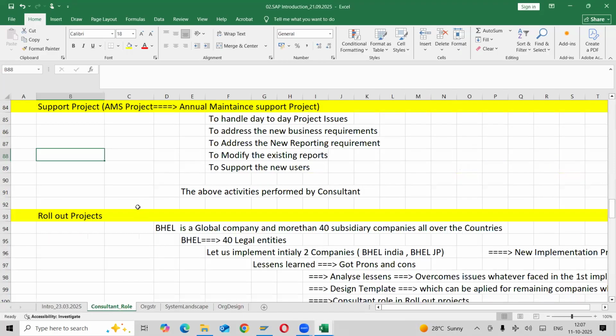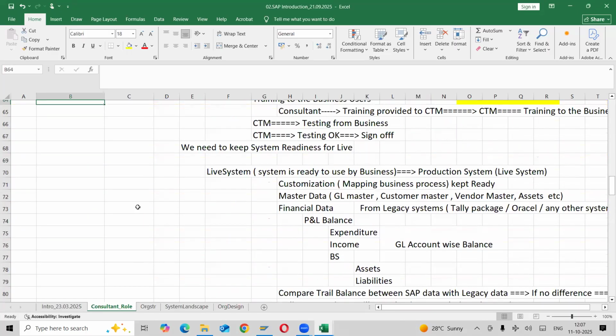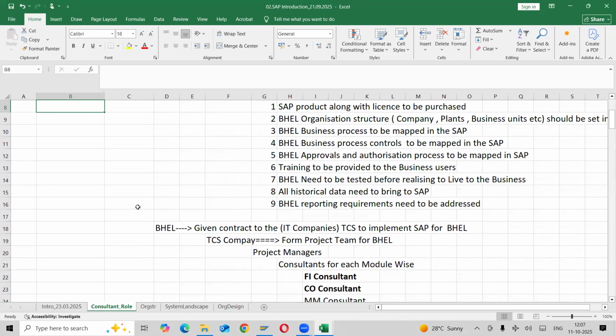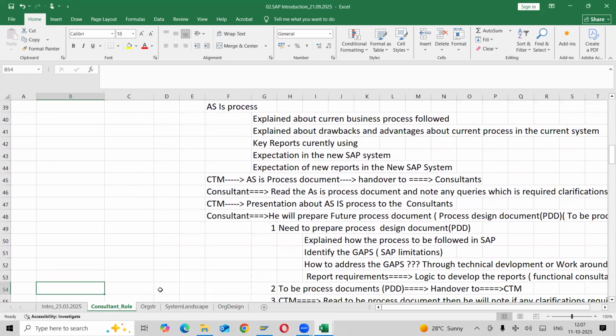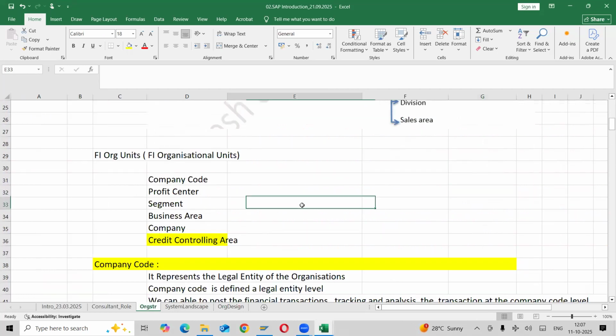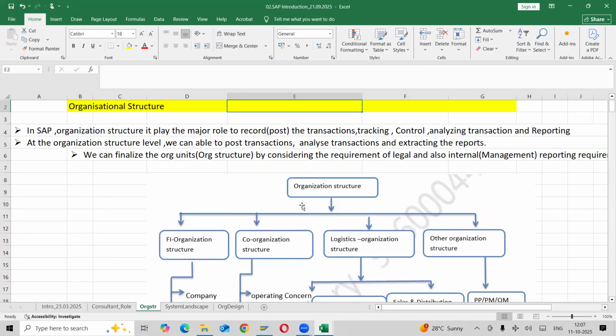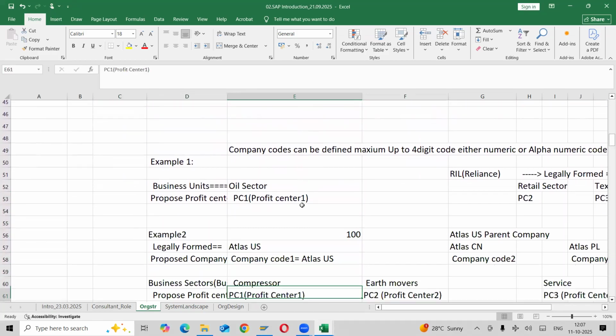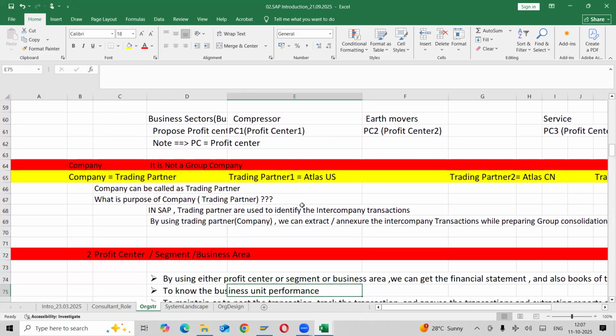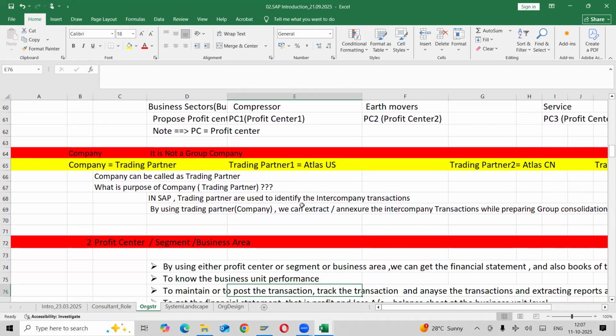So last session we discussed what a life cycle is. Next, we discussed the org structure. As I mentioned, the organization structures are different. Over there we came up with accounting terms. We discussed what you mean by company. It's not a group of companies, it's a trading partner. Whenever there is an intercompany transaction, we definitely use the term trading partner.